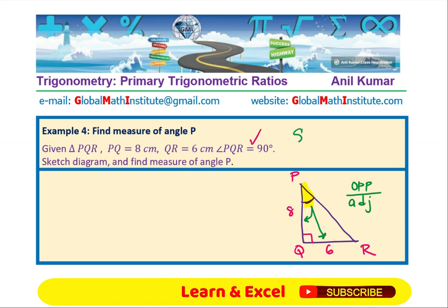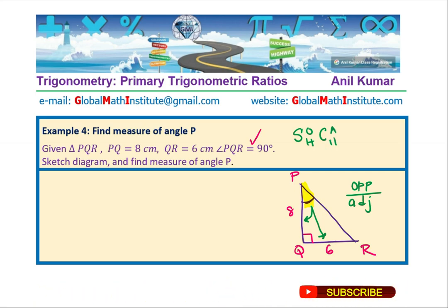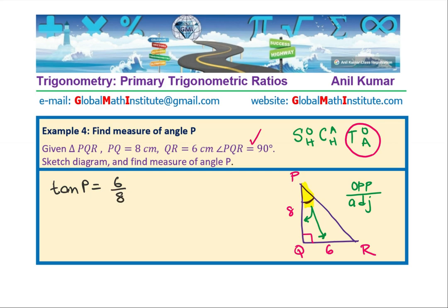And this ratio is what? SOHCAHTOA you want to use, right? Sine is opposite over hypotenuse. Cos is adjacent over hypotenuse. Tan is opposite over adjacent. And clearly, since we are given opposite and adjacent combination, we should use tan. Makes sense? So we are going to say that tan of angle P is equal to 6 over 8. You could simplify this if you want to, but not necessary. So I'm just writing 3 over 4, but not really required.